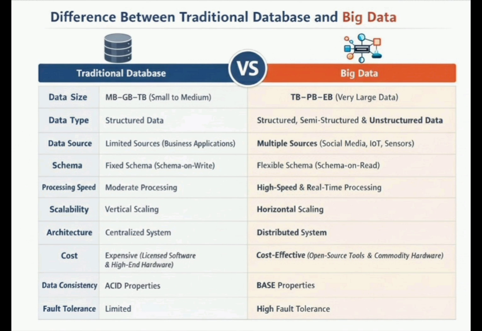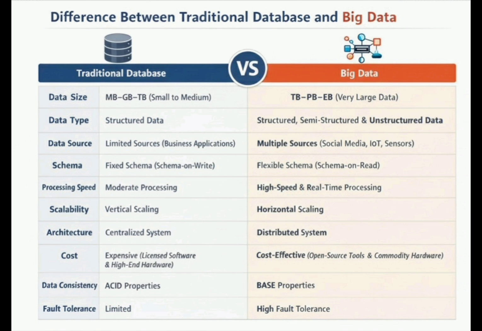And the processing speed of a traditional database is moderate. That means it is not fast and it is not slow, it maintains a medium level of processing. Whereas big data is real-time processing, it works upon real-time applications. And the scalability is vertical for traditional databases, whereas horizontal for big data. And the architecture of a traditional database is centralized, whereas for big data it is a distributed system. The cost of a traditional database is expensive, whereas big data is cost effective when compared to the traditional database.